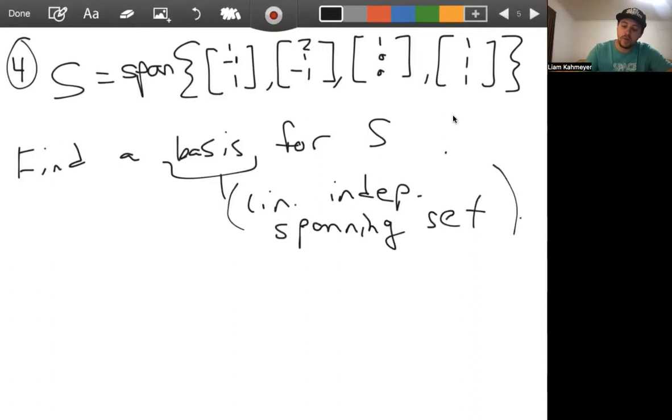And so we have a spanning set here. We just don't know if it's linearly independent or not, right? And so to get a basis, we would need to pluck out all of the elements that are linearly dependent. So how do we do that?